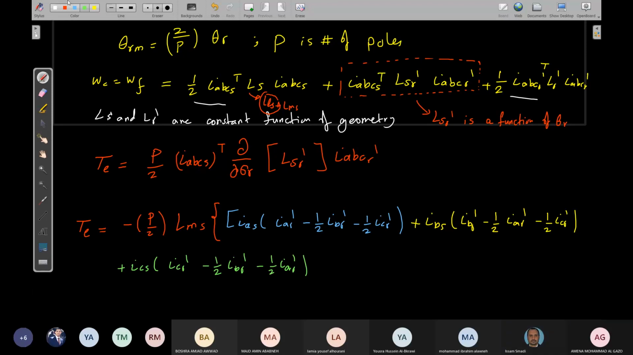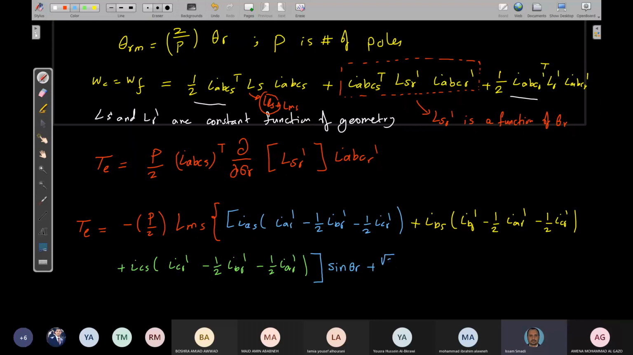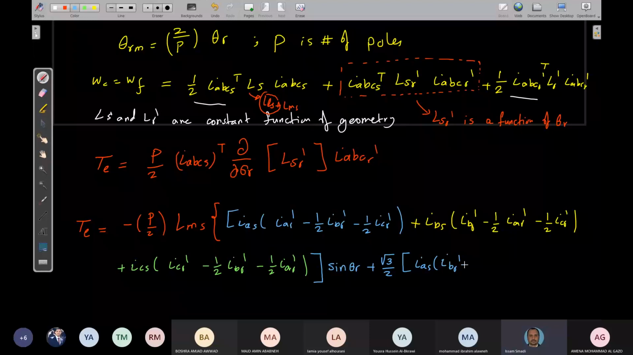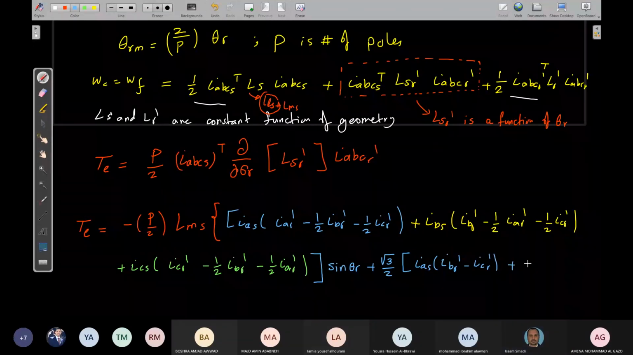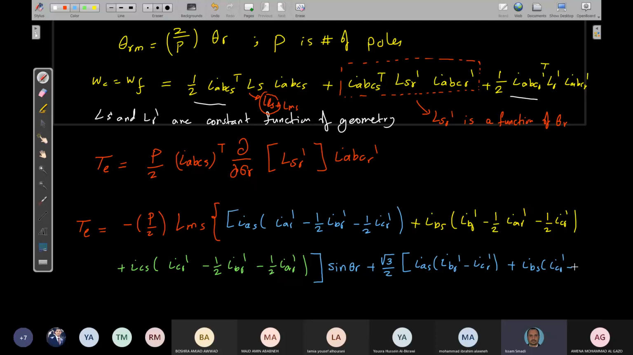Those all multiply by sine theta r, plus square root of 3 over 2, IAS, IBR dash minus ICR dash, plus IBS, ICR dash minus IAR dash, I did not finish yet, plus ICS, IAR dash minus IBR dash, all multiplied by cosine theta r.